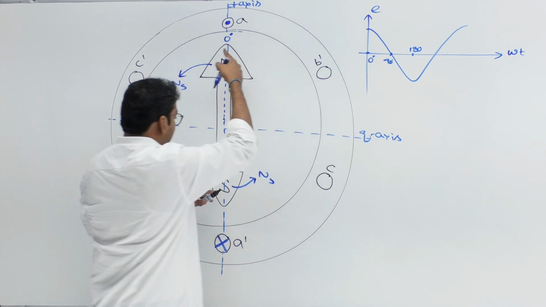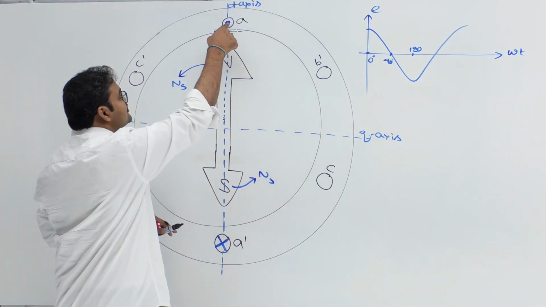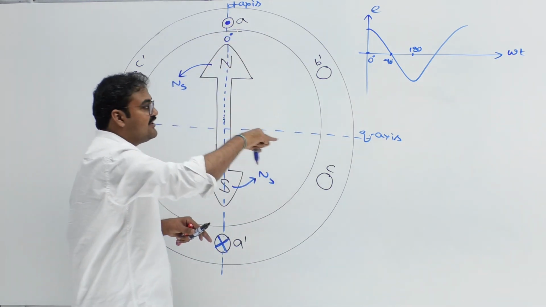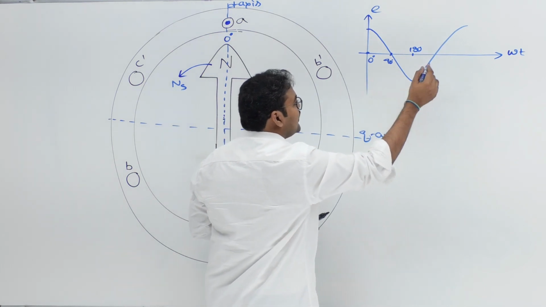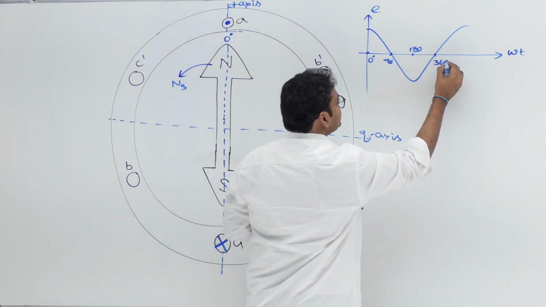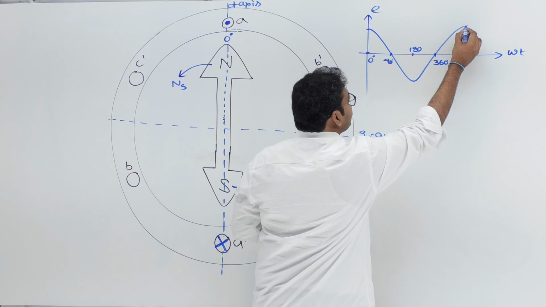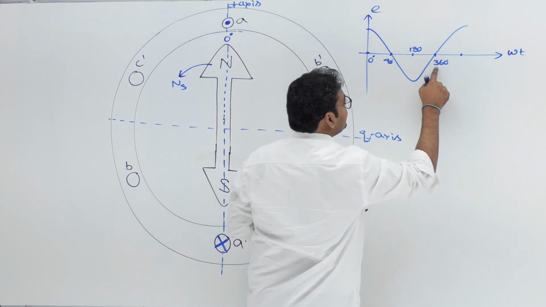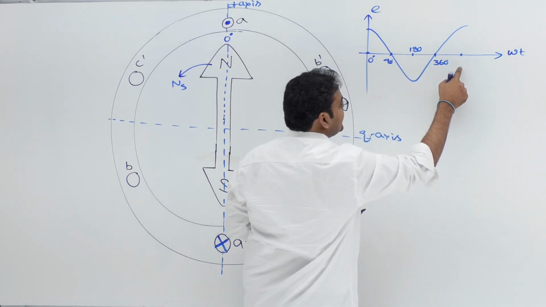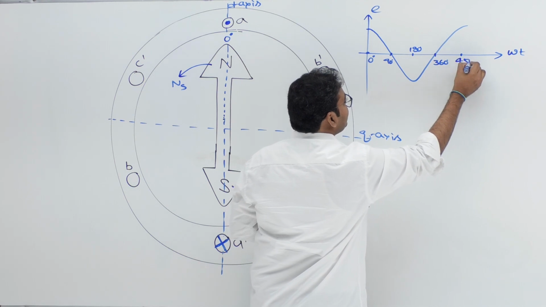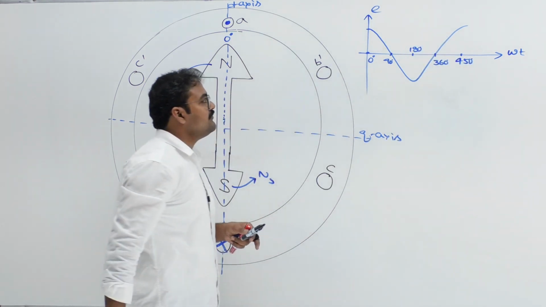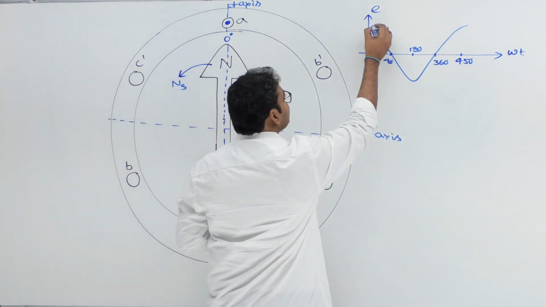After 180, you see south pole will come here. So phase A voltage will change. Polarity will change from positive to negative. This is going to be 360. And again, after 90 more degrees, 360 plus 90, that is equal to 450. Like that, the order will continue. Presently, phase A voltage is maximum.